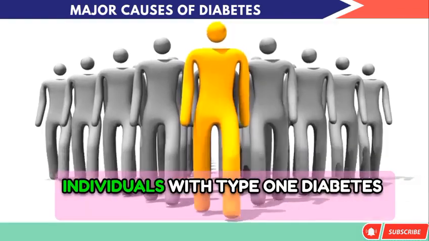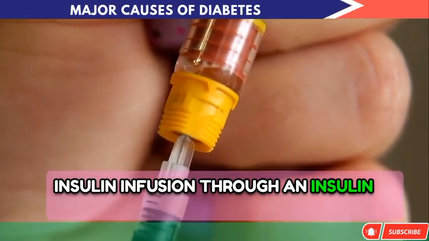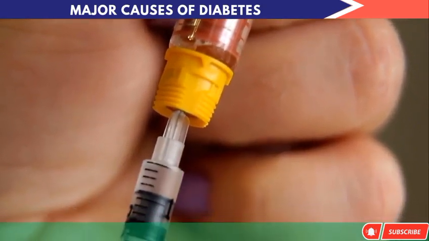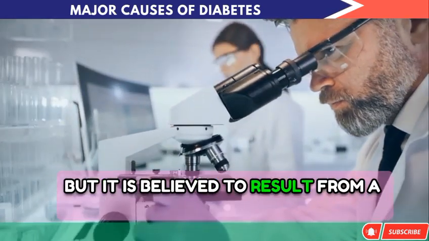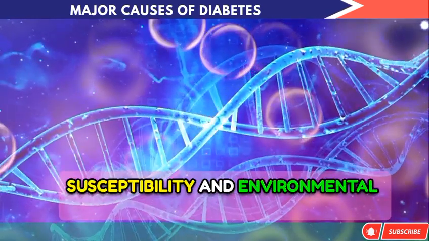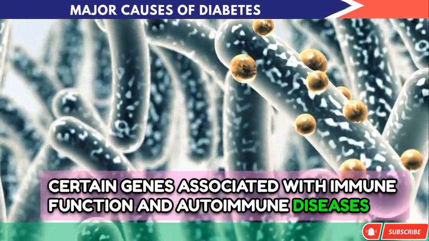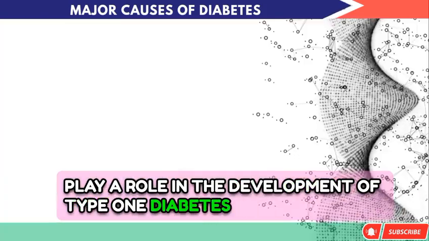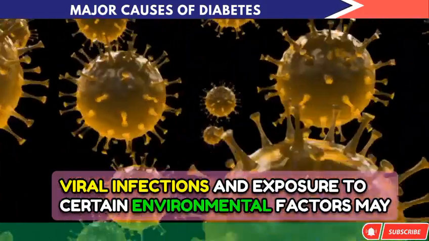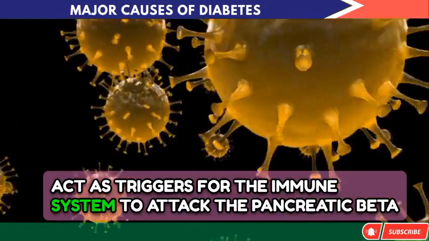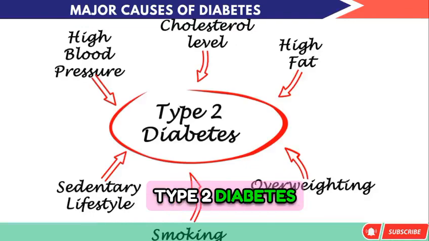This autoimmune response results in the destruction of beta cells, leading to little to no insulin production. As a result, individuals with type 1 diabetes require daily insulin injections or insulin infusion through an insulin pump to manage their blood glucose levels. The exact cause of type 1 diabetes is not fully understood, but it is believed to result from a combination of genetic susceptibility and environmental triggers. Certain genes associated with immune function and autoimmune diseases play a role in the development of type 1 diabetes. Additionally, viral infections and exposure to certain environmental factors may act as triggers for the immune system to attack the pancreatic beta cells.